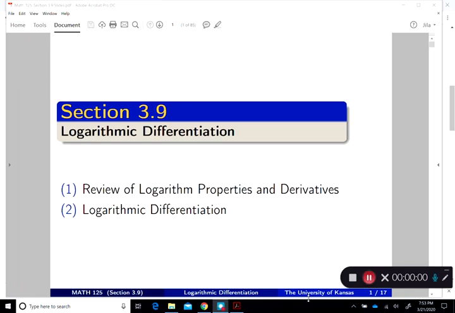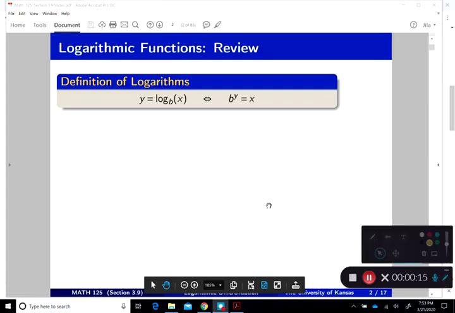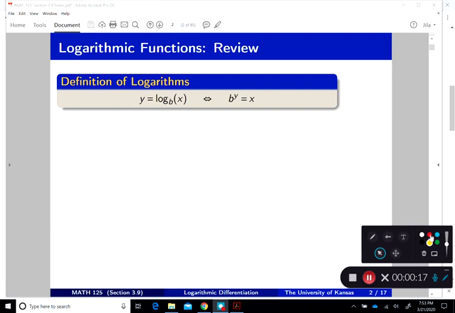In this video, we start section 3.9, which is logarithmic differentiation. First, we do a review of logarithm properties and the derivatives, and then we do logarithmic differentiation. So the first thing to cover is, what is the definition of a logarithm?